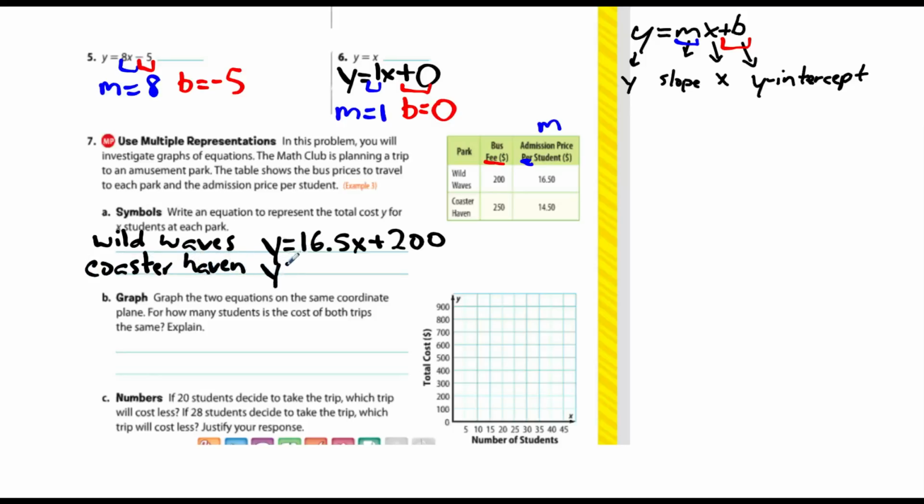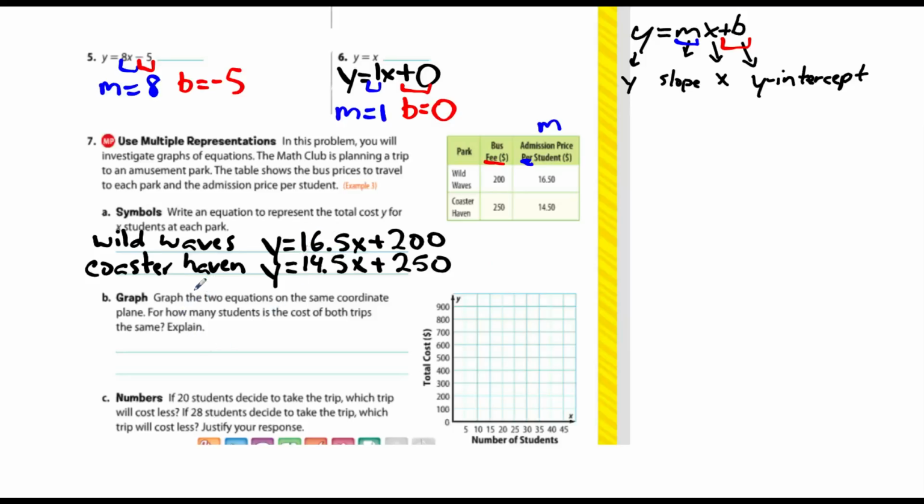Still going to start with y equals. Only now instead of 1650, their cost is only 1450 per kid. So times x. Remember, y and x, just letters, don't change. You just put them in. Plus, and their fee is 250. Okay, so there's our two equations.